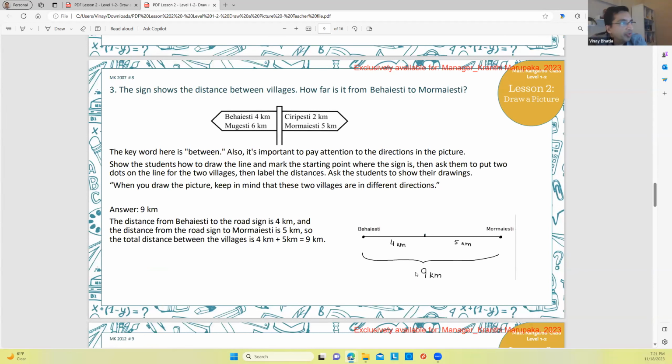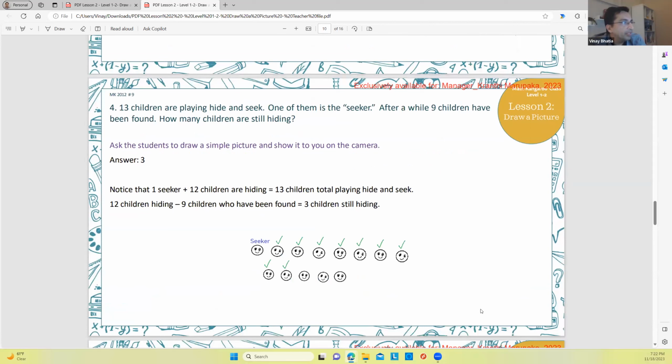Then we did the third problem where we showed Behesti is 4 kilometers to the left, and Mormesti is 5 kilometers to the right. So we are at the center of the road. If you take left, you have to go 4 kilometers to reach Behesti. If you go right, you have to go 5 kilometers to reach Mormesti. So this is how you draw on the straight line. You show you are here, 4 kilometers this way, 5 kilometers this way. Then the question was how much will it take to go from B to M? And then the answer is 9. I'm just showing you some sample representations.